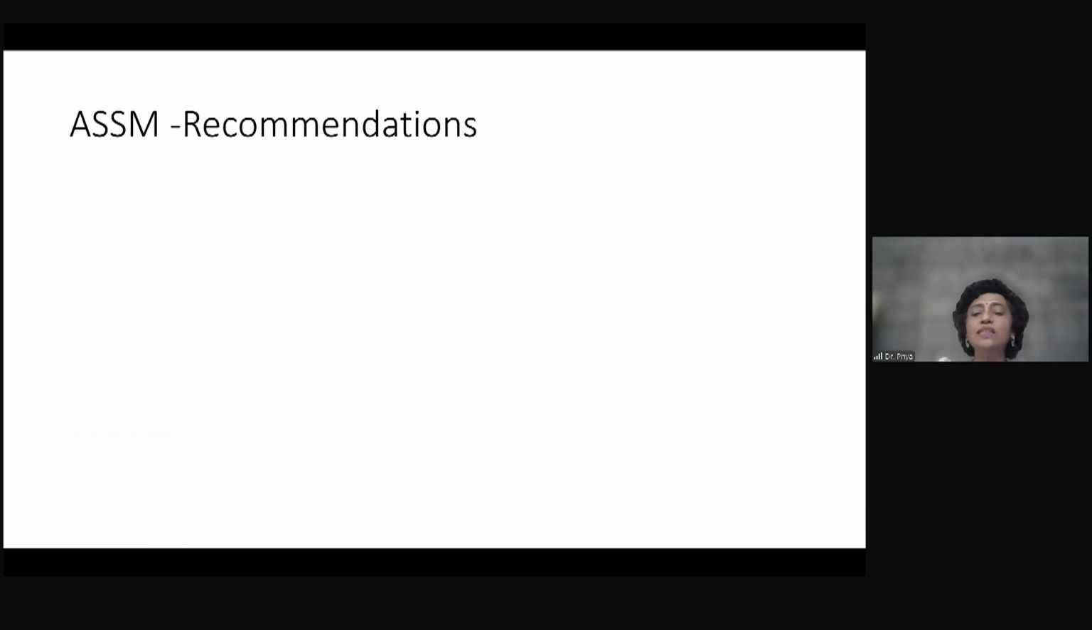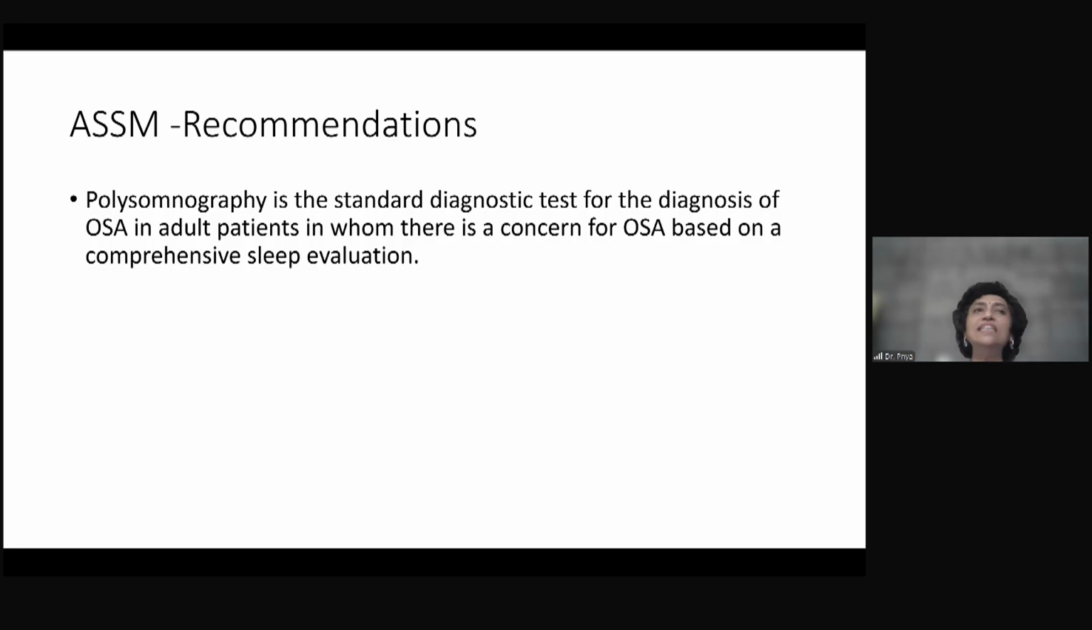So what are the AASM recommendations for the levels of sleep study? Does every patient need a level 1 sleep study? Ideally, yes. In a real world scenario, we would all want a level 1 sleep study, where one night study will tell us everything that's happening and answer all our questions. But given the workload, it may not be practical.